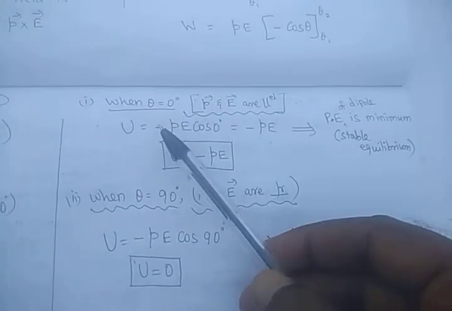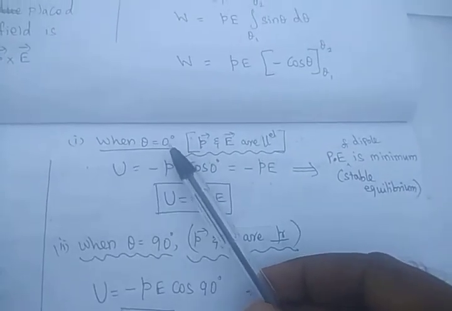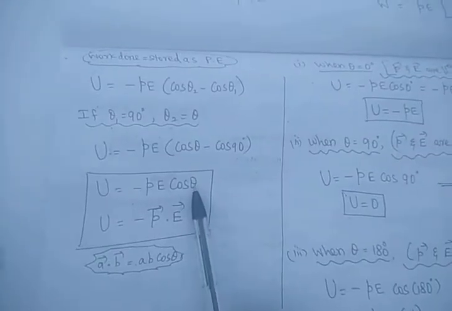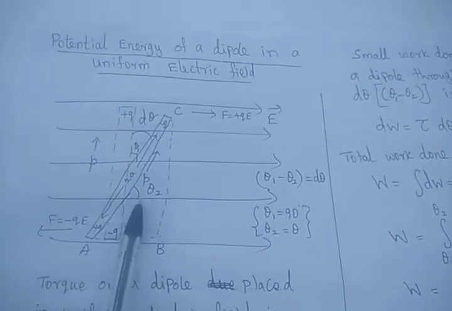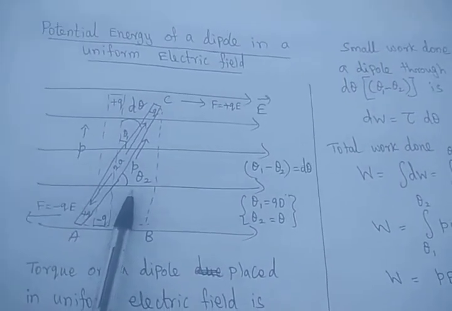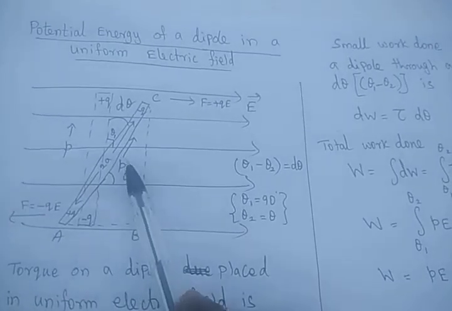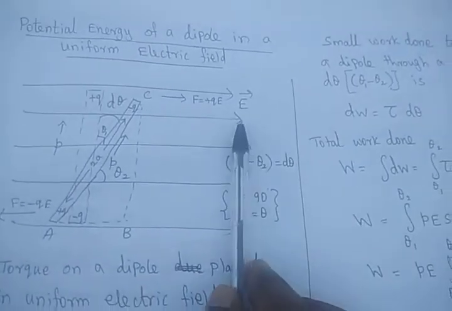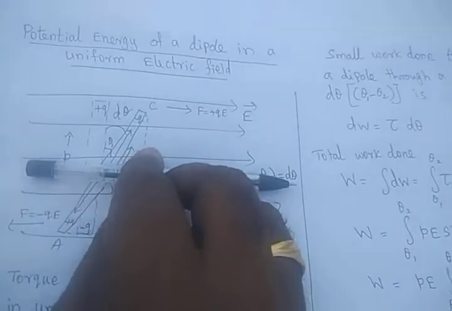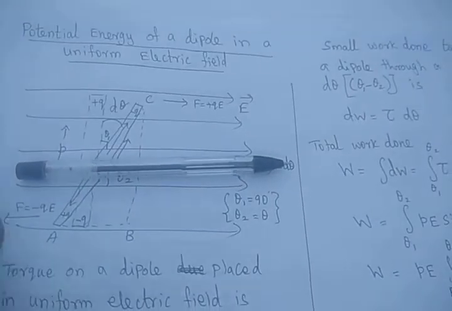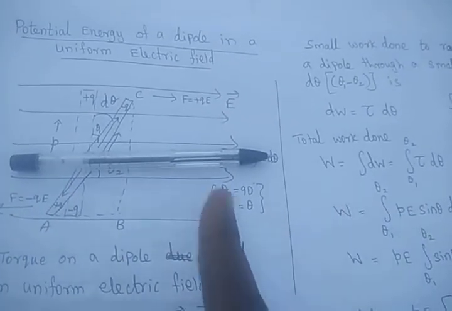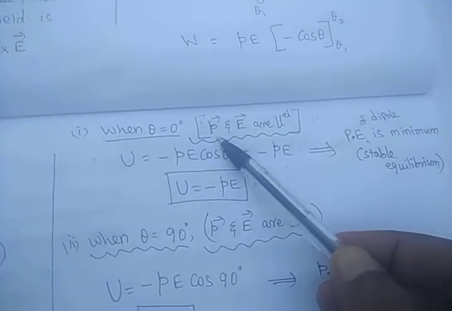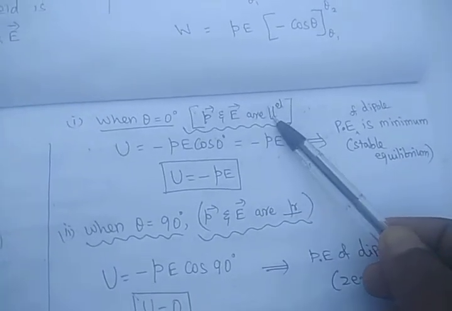Now we will see some special cases. When theta is equal to 0 degrees, that means this angle, this theta, is equal to 0 degrees. Now you see the picture. This theta 2 is theta. So when theta is equal to 0 degrees, the angle between the dipole moment and the electric field is 0. That means the dipole will be like this, like the pen. So both are in the parallel direction, so the angle will be 0 degrees. Thus when theta is equal to 0, dipole moment and the electric field are parallel.